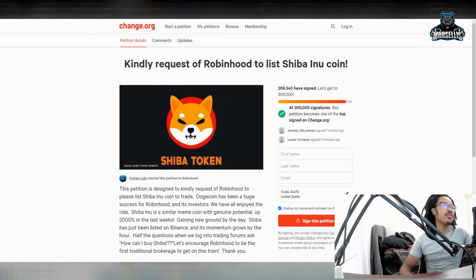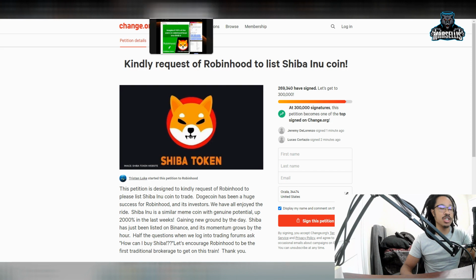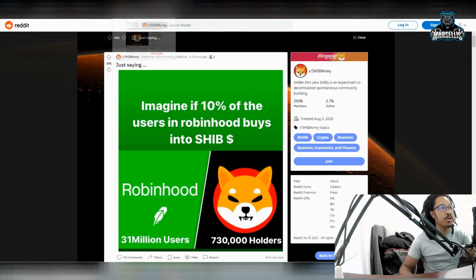And not only that, the rumors about Robinhood are increasing with Shiba Inu. So we have 269,000 signatures here with change.org on this Shiba Inu petition and with the Robinhood thing. So it's actually crazy because this is one of the most sought after things inside of change.org. Like, this is one of the biggest change.org petitions out there. So that's pretty big right there.